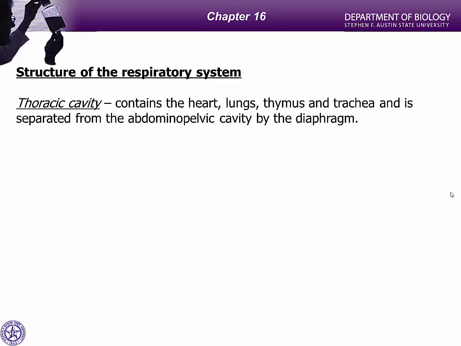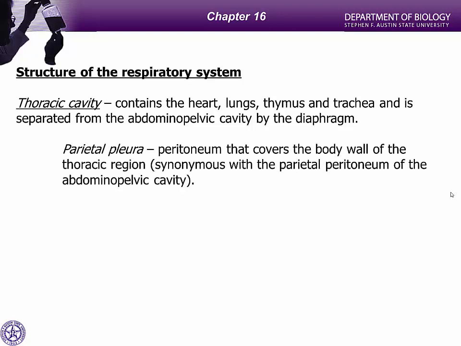Now, let's review a little bit of the anatomy of the body that's going to make respiration and ventilation possible. So when we look at where our lungs reside, this is going to be in our thoracic cavity. Not only lungs, we're going to have the heart, the thymus, and the trachea moving down from our oral cavity to the thoracic cavity. And this is going to be separated from the abdominal cavity by the diaphragm. That's the partition that separates the thoracic and abdominal cavities.